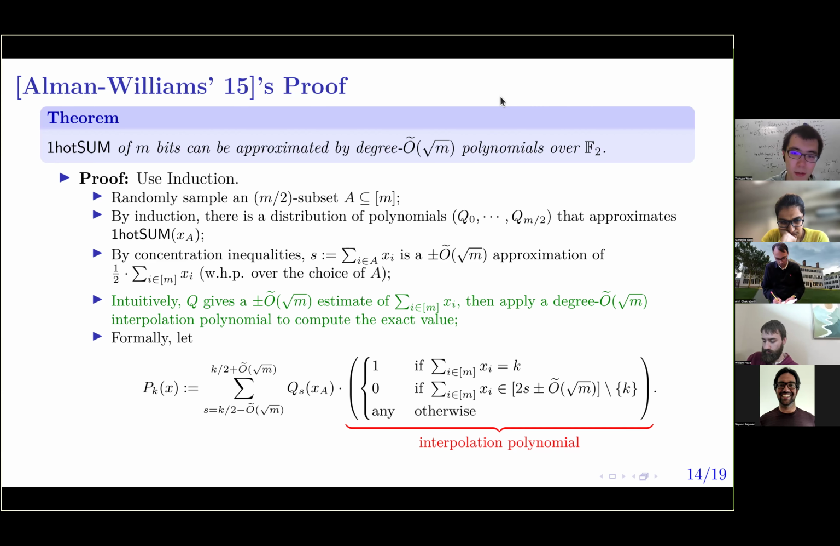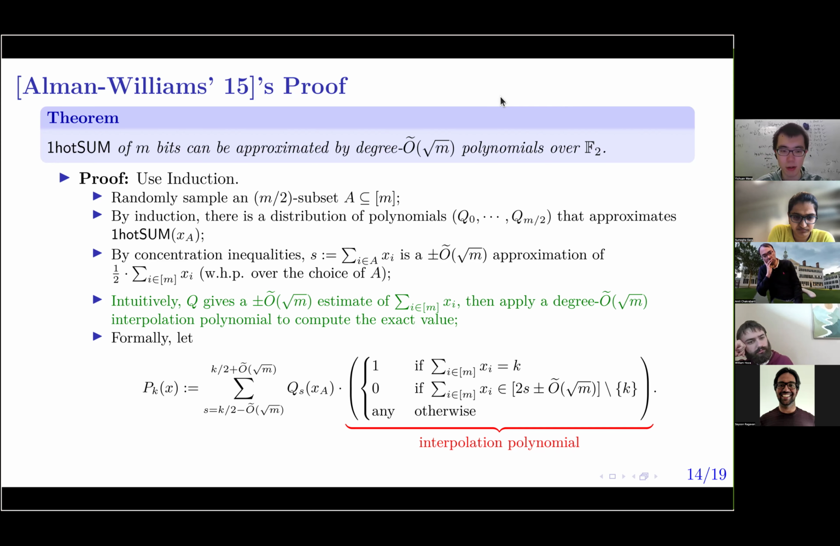Okay, so formally, let's say we want to compute the k-th bit of our one-hot output. So we want to know whether the total sum is exactly k. We first have this one-hot vector of the sampled bits. Let's look up which one is 1. And let's suppose this Q_S is 1, which means the sample sum is S.